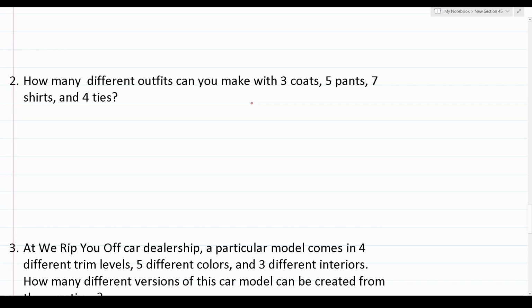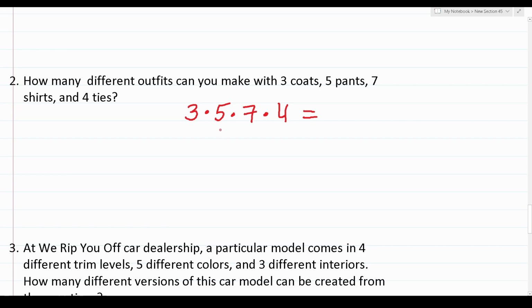Number 2 says, how many different outfits can you make with 3 coats, 5 pants, 7 shirts, and 4 ties? Again, we're going to use the fundamental counting principle in this case. And that says, identify your events, figure out how many options there are in each event, and then multiply all those options together. So as far as coats go, we have 3 different options. As far as pants go, there's 5 different options. As far as shirts go, there are 7 different options. And as far as ties go, there are 4 different options. By multiplying all these together, we'll figure out how many different outfits we can make.